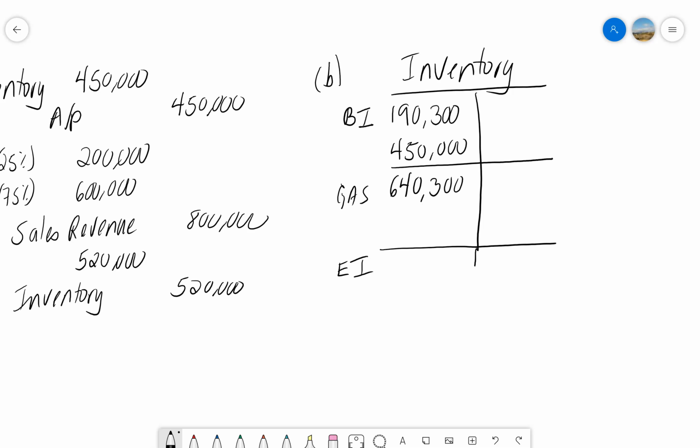Well, all we need to do now is put in our cost of goods sold. Remember our cost of goods sold? We're going to debit cost of goods sold and credit inventory. And so that credit is $520,000. That's the value of the inventory that we sold. So that's going to leave an ending inventory balance of $120,300. That's the answer to part B. So those are some basic journal entries with respect to inventory purchases and sales.